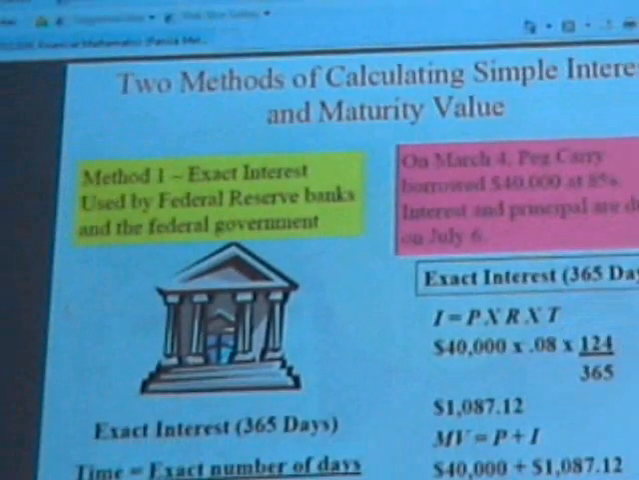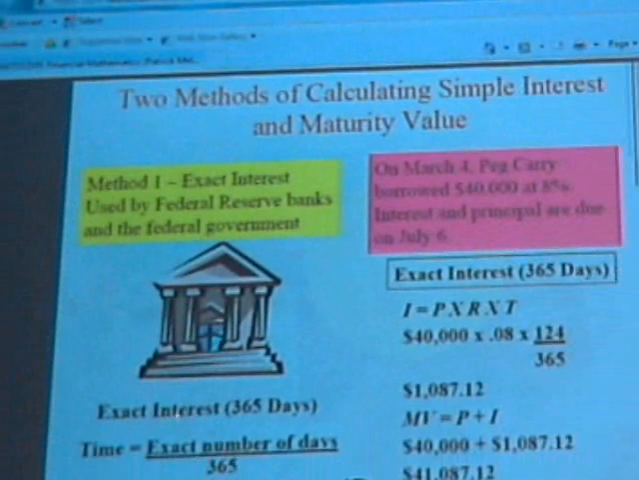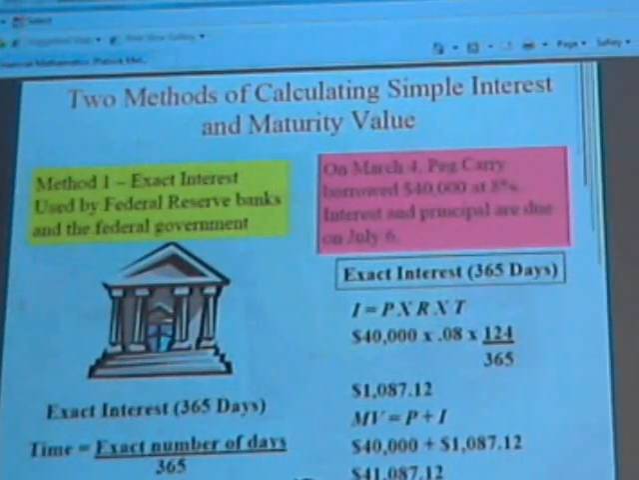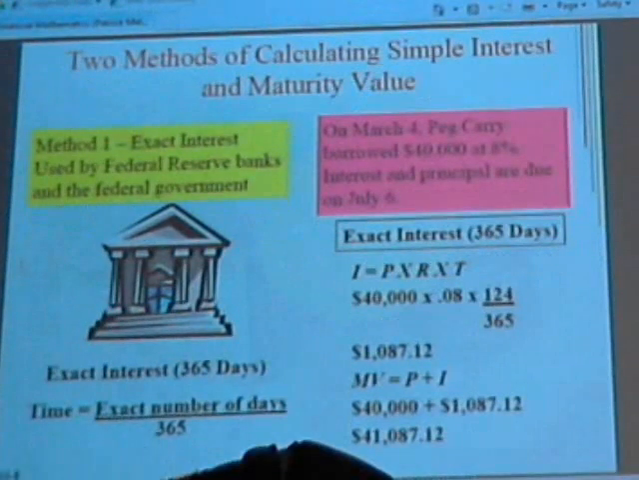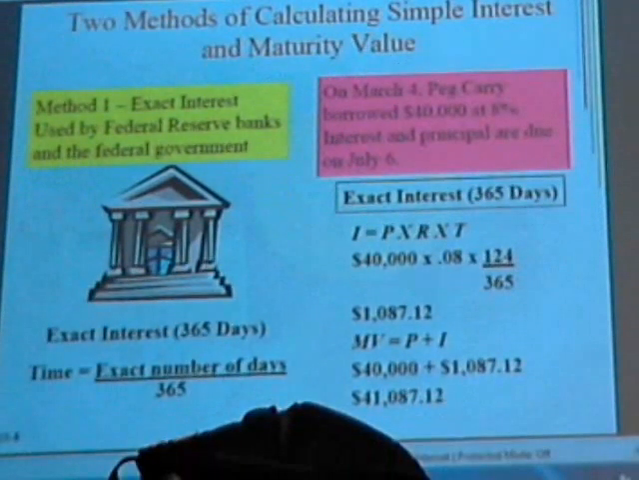If I remember correctly, this exact interest method is actually not legal in some states. You don't have to know that for your test. What you do have to know, it'll state in the problem, use either ordinary or exact interest. Almost all of your problems are ordinary interest. So, look at the example. Nice to know for future.